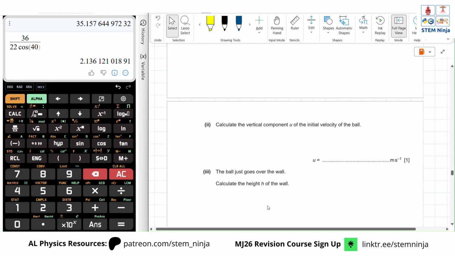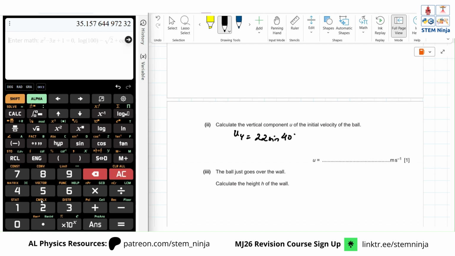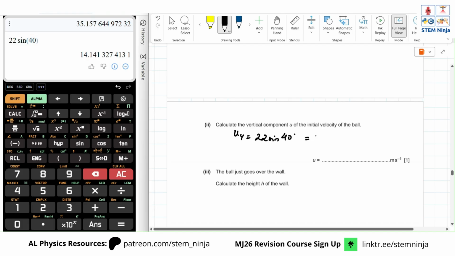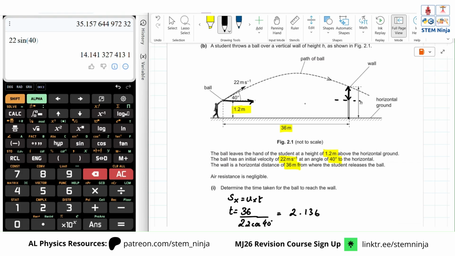Calculate the vertical component u of the initial velocity of the ball. That was simple. That was just 22 sine 40 degrees. This is 14.14, so 14 basically. The ball just goes over the wall. That means it barely covers this height. This would be the net displacement at this point.